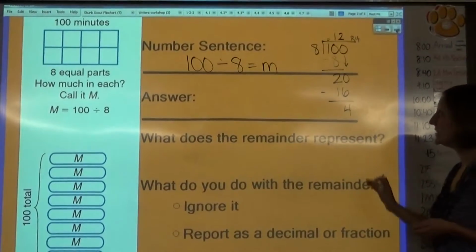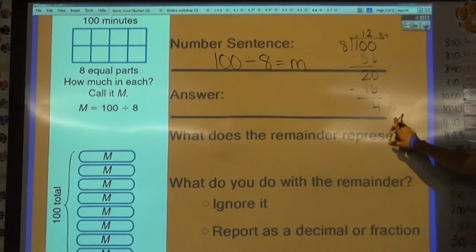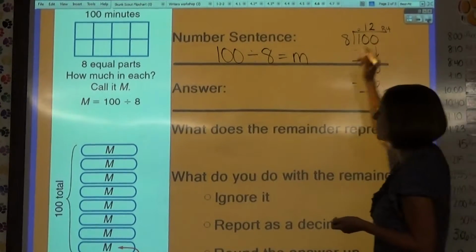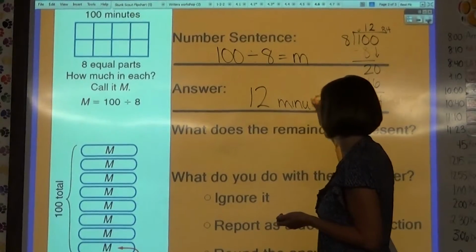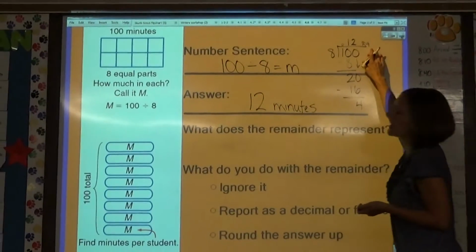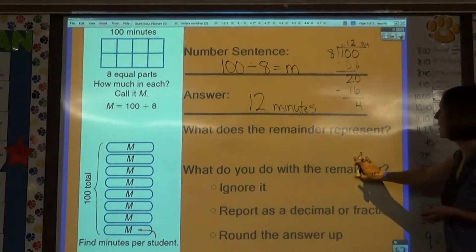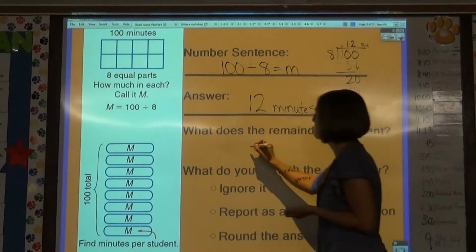So my answer, how many minutes each student gets, is really going to be 12. And I'm going to label it minutes so I know what we're talking about. But what does that remainder represent? Well, in this case, the remainder represents the minutes left over.